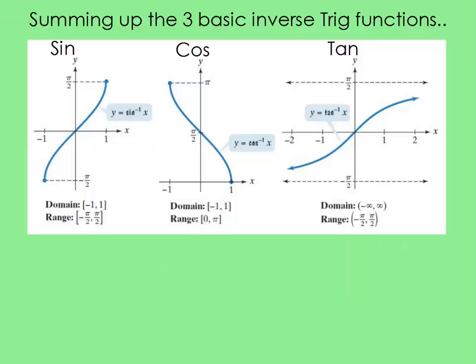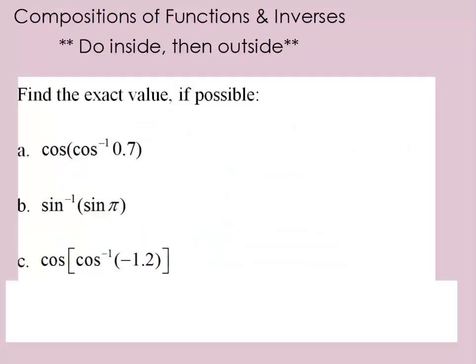Okay, here's kind of a summary of those three shapes. You've got to know sine and tangent have the same range, but tangent doesn't include the ends. And cosine is between 0 and π. All right, compositions of functions.